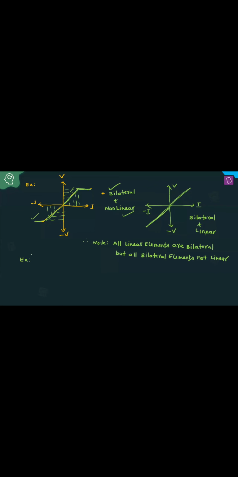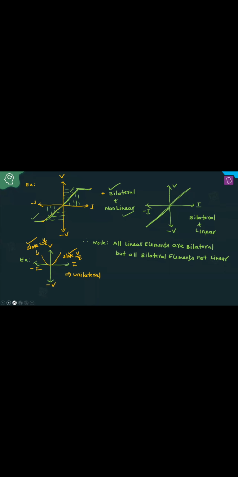I'm giving one more example. If the characteristics are given like this, can anybody identify whether it is unilateral or bilateral? You find the slope on this side, V by I. On this side the slope is minus V by minus I. I told you the slope must be equal in both directions, then only it is bilateral. Here the slope is not equal in both directions, that's why it is unilateral.